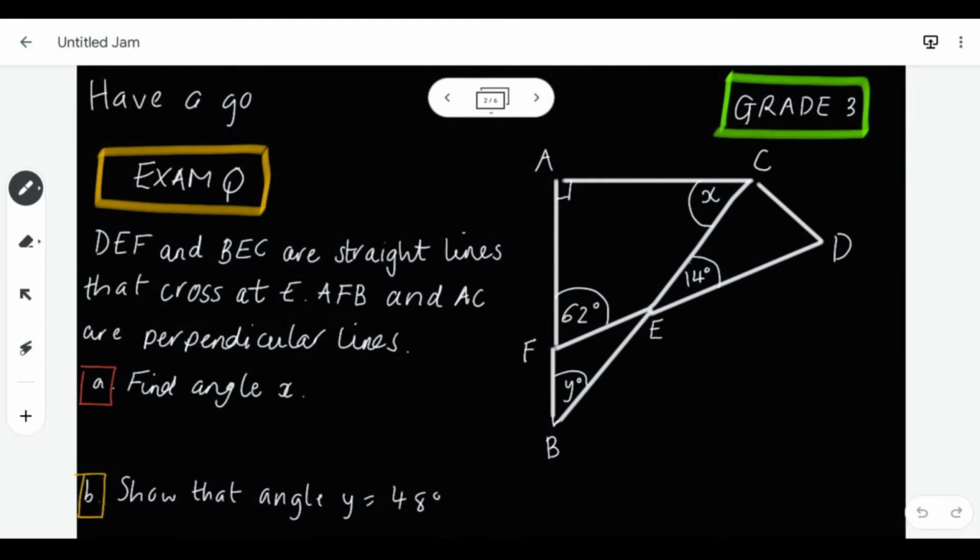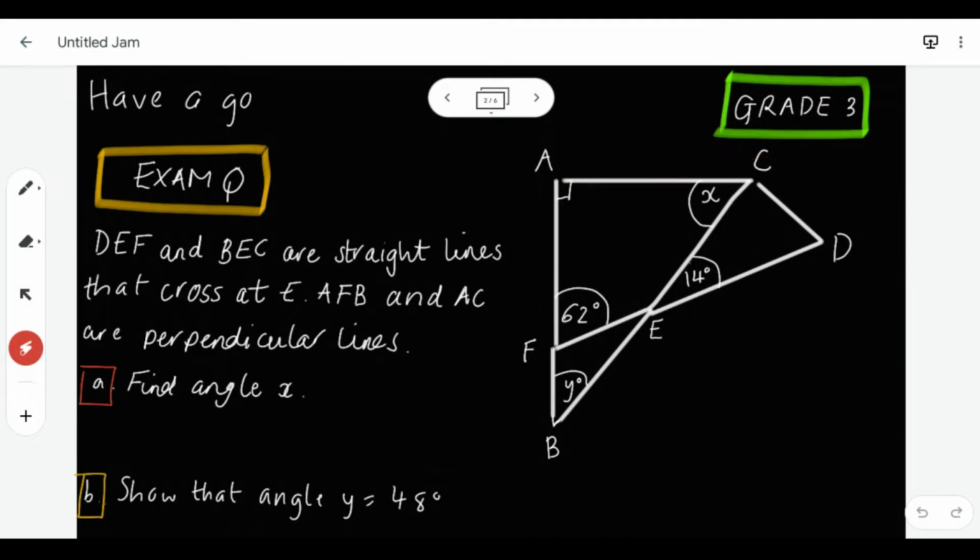So here we have an exam question with a diagram on this side. The exam question says DEF and BEC are straight lines. So DEF is here, and then BEC. Apologies for the diagram, I know they're not exactly straight lines, but they are supposed to be. And AFB and AC are perpendicular lines. So AFB is here, and AC is here.